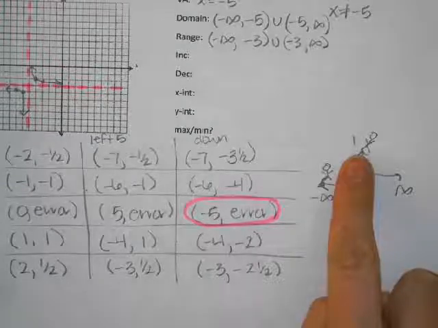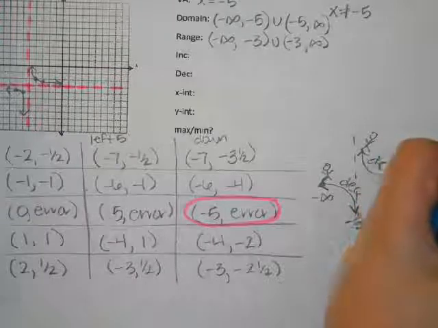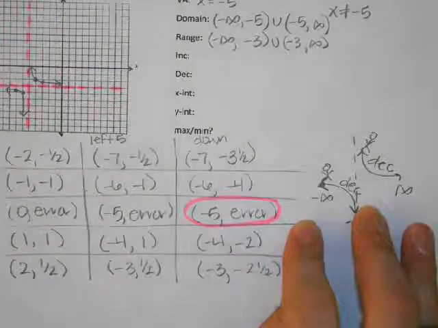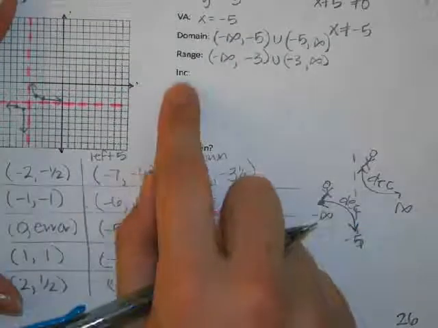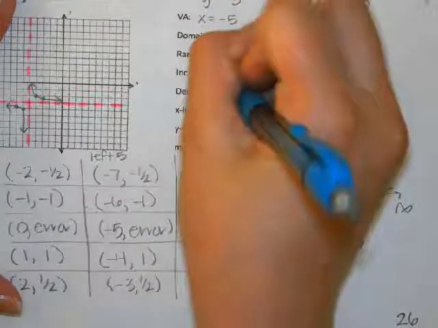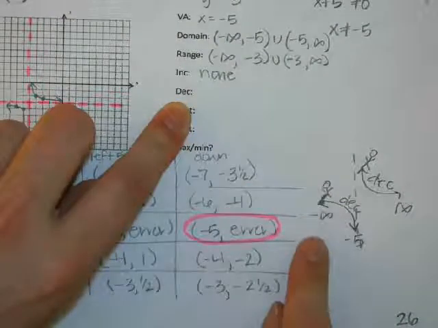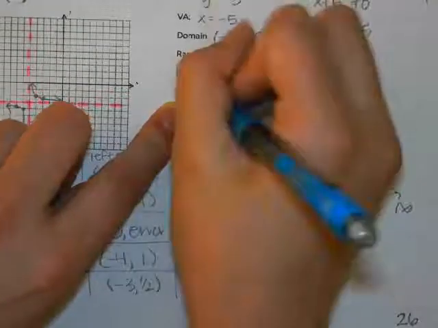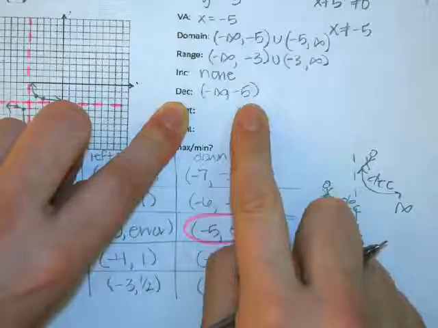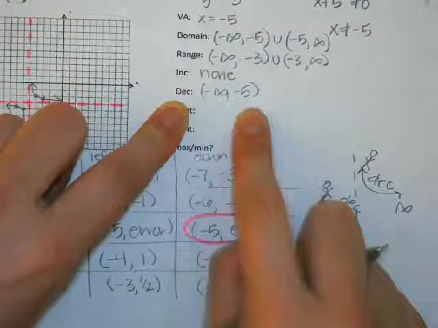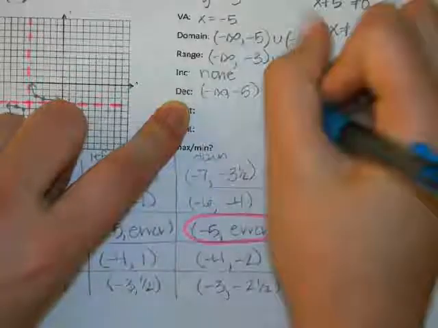And what is this stick figure doing? Running in a half pipe. He is decreasing as well. All right, so we have 2 answers for decreasing. So what should I write for increasing? None. And my first answer for decreasing is what? Negative infinity to negative 5. No bracket, because these never have brackets, right? And then what's our second answer? Negative 5 to infinity.